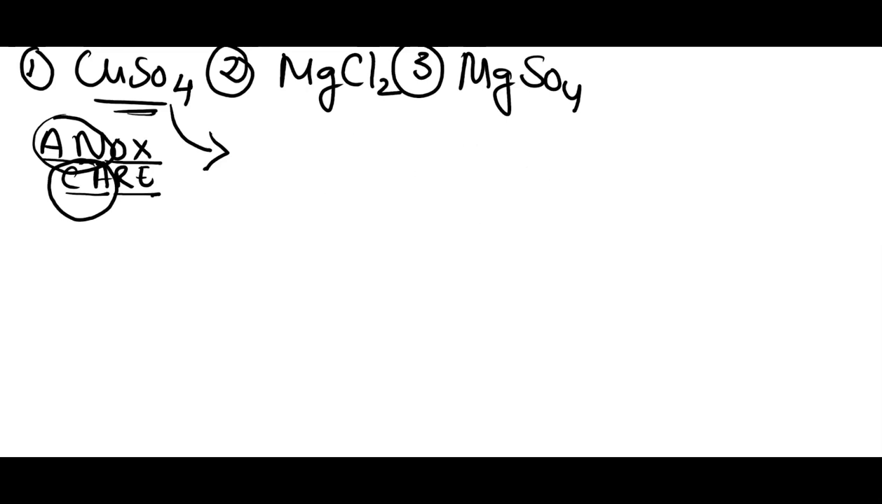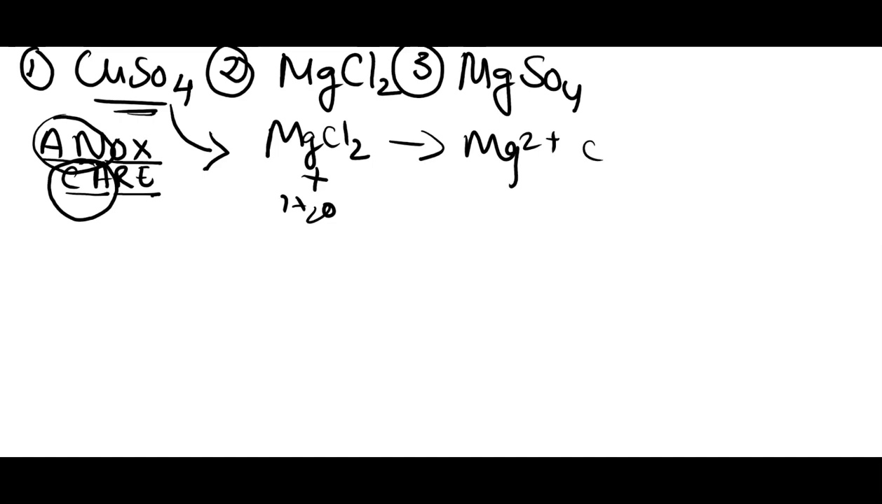Okay. So let's start with magnesium chloride. Similar to copper sulfate, we first need to write the ions that we're going to get in the solution. From magnesium chloride we will get Mg2 plus and chloride, and from water we are going to get H plus and OH minus.